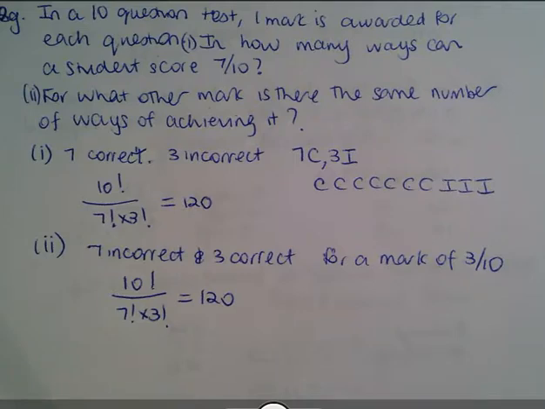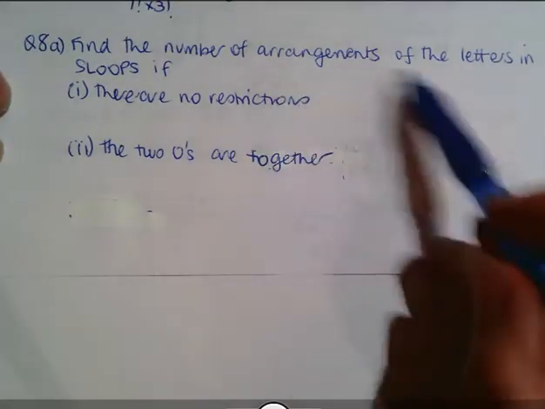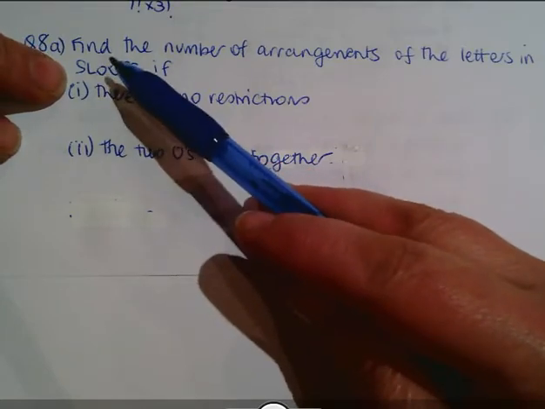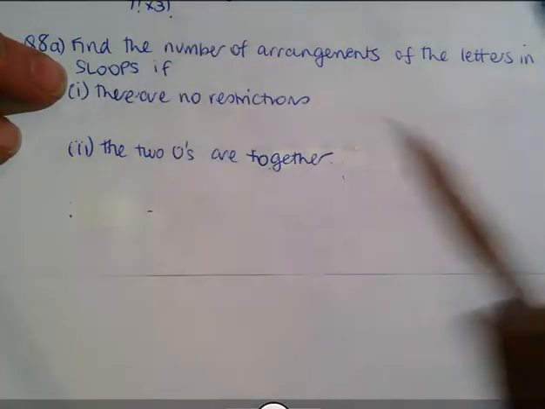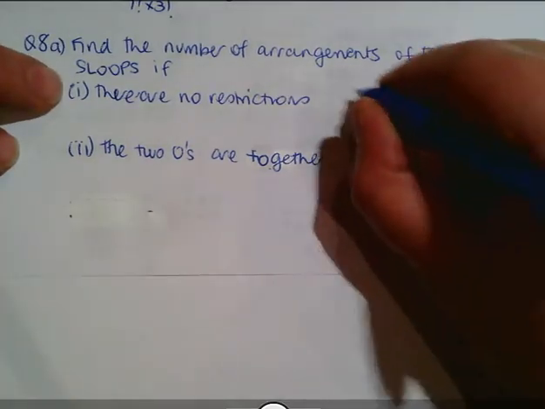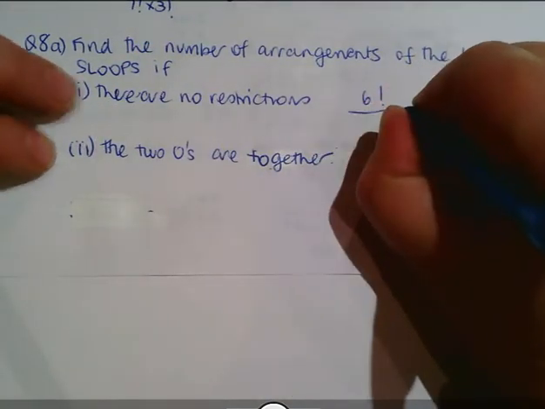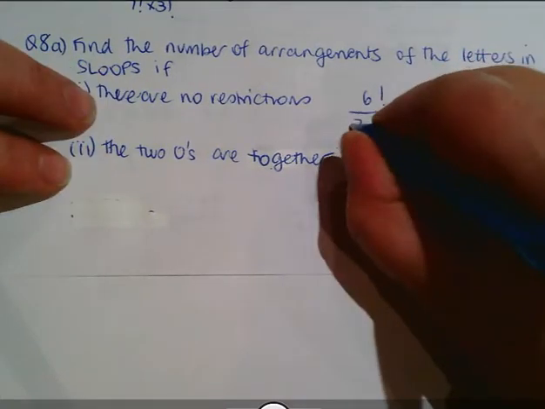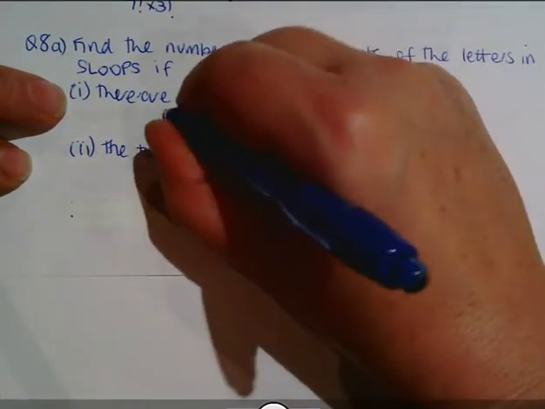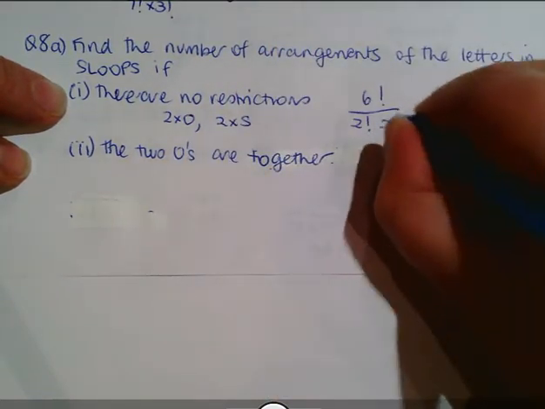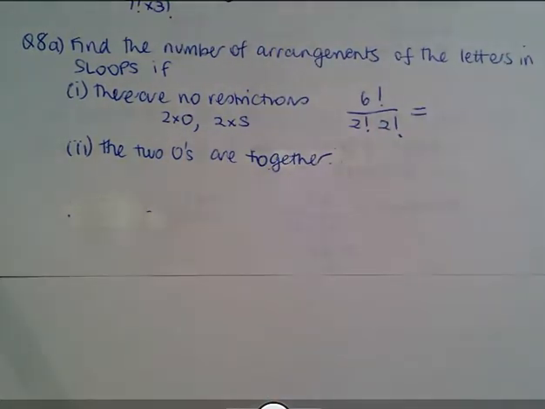Okay? And 8, find the number of arrangements of the letters in the word sloops, S-L-O-O-P-S, if there are no restrictions. So we've got 1, 2, 3, 4, 5, 6. That's just going to be 6 factorial over, we've got 2 S's, so it's 2 factorial. So notice we've got 2 times O and we've got 2 times S, so we've got to divide by the repeats. So it's 6 factorial over 2 factorial times 2 factorial.